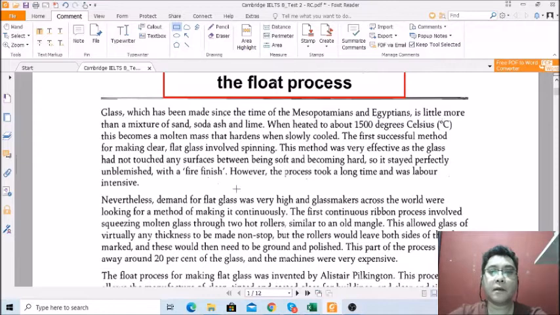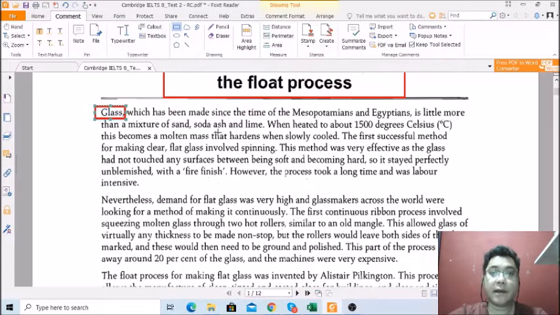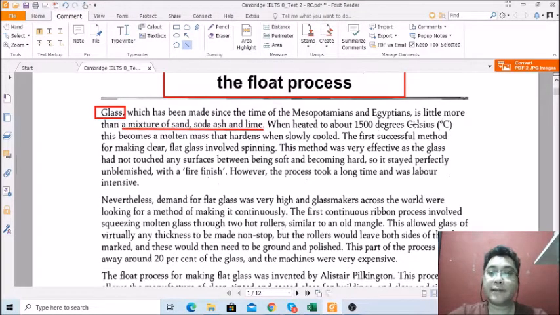Okay. After you read through only the first paragraph, you begin to understand that this is all about glass, for sure. And then you can find very important information about the ingredients of the glass. You also find that the glass is heated to 1,500 degrees Celsius. It becomes a molten mass that hardens when slowly cooled.